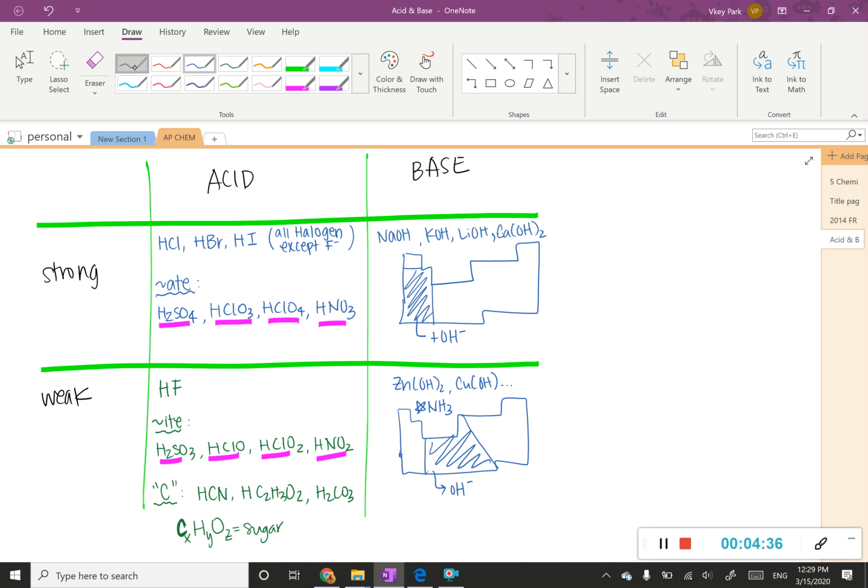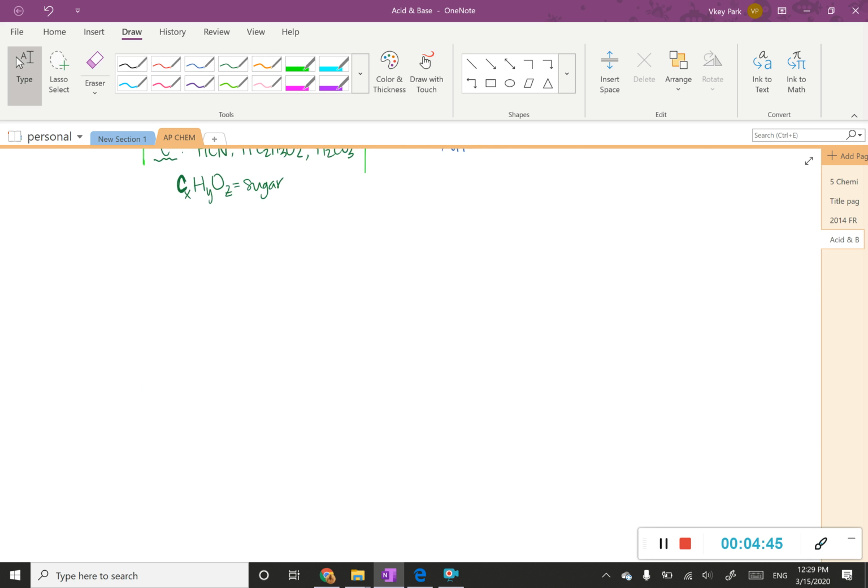So now let's continue and talk about what makes an acid strong and weak. Basically, we need to understand how to calculate pHs first. What is a pH? Most of you know that pH is a way for us to figure out if a solution is acidic or basic, right?